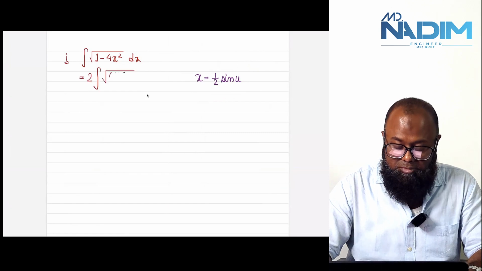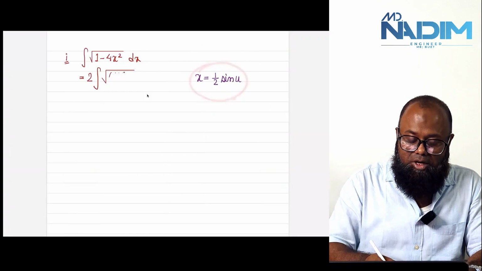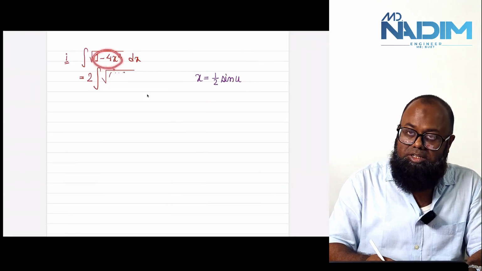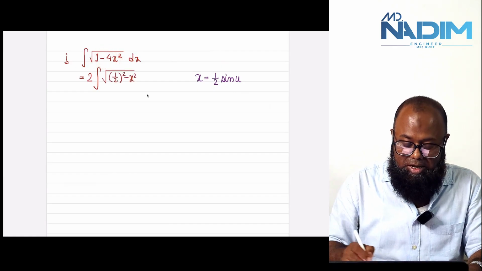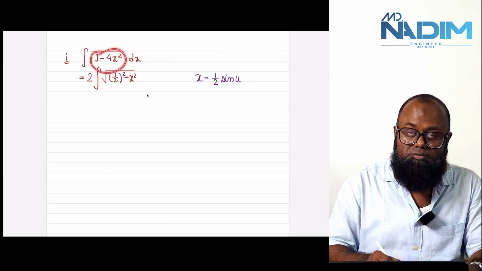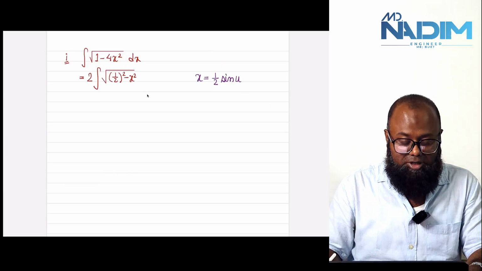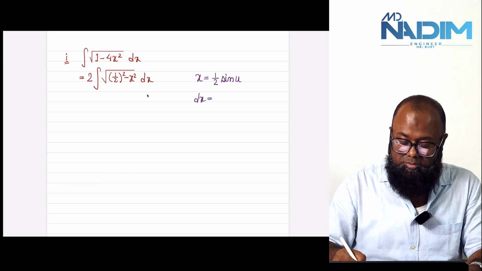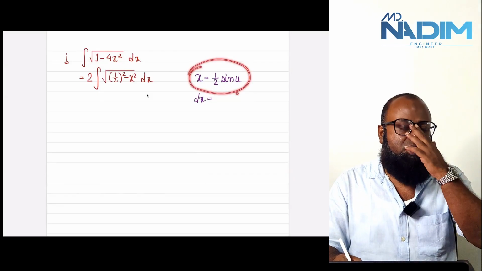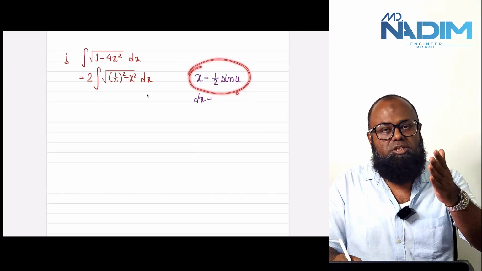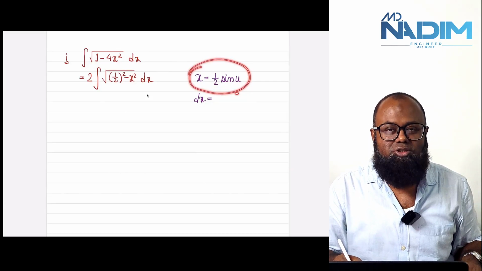Now, let us proceed with this. So, x is equal to half sine u. Now, I will substitute all x's here with u's. That means I am expressing this one first, root over a squared minus x squared dx. Then it would be easy for me. X is equal to this.